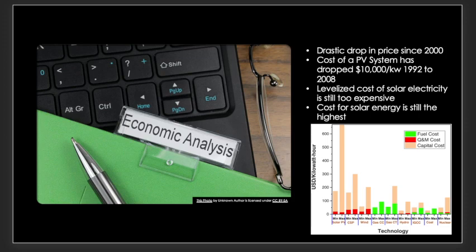Drastic drop in price since 2000 for economic analysis. The cost of a PV system has dropped $10,000 per kilowatt from 1992 to 2008. The levelized cost of solar electricity is still too expensive.